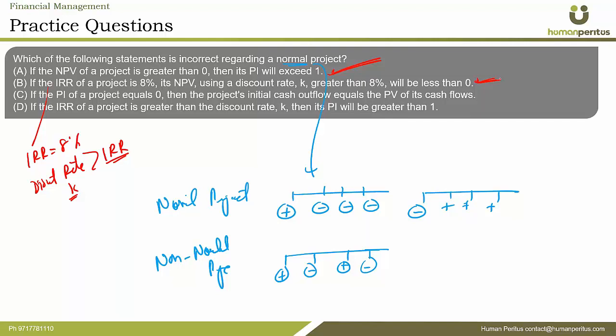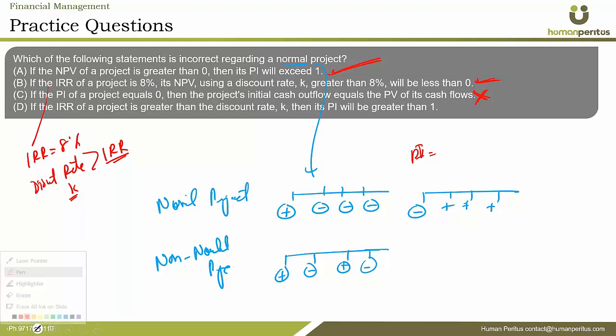Third one, if PI of a project is 0, then the project's initial cash flow is equal to... PI equal to 0 doesn't make any sense, by the way. PI equal to 0 means that there is no cash which you are getting. You are just investing. So of course the third is wrong.